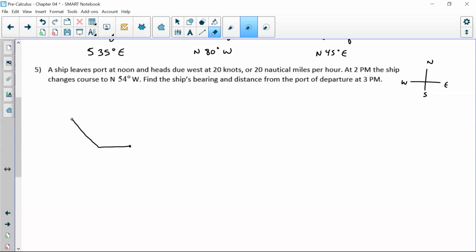So now we have to think about the distances we went. It's traveling 20 miles per hour for 2 hours. So 20 times 2 is 40. So that's 40 nautical miles there. So from A to B, it went 40 nautical miles. Then it traveled for 1 hour in that direction. So this segment here is 20 nautical miles.